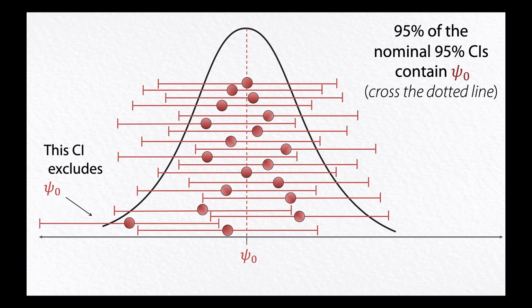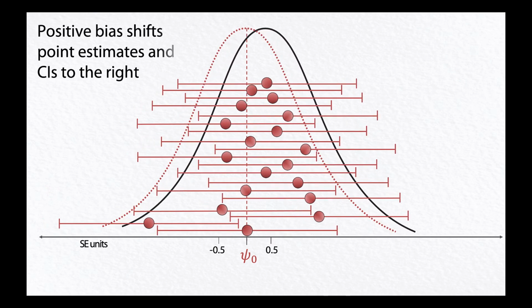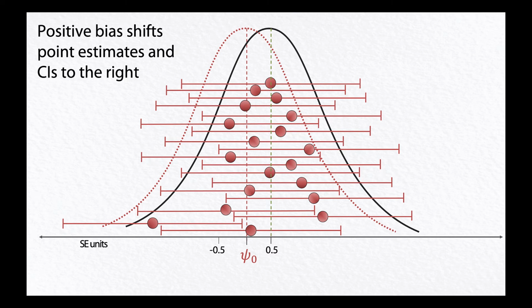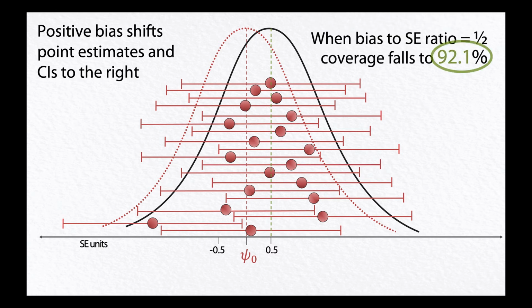But what happens when our estimator is biased? We know that the point estimates will not converge to psi0. Now let's see how confidence interval coverage is affected. The black curve shown here describes an estimator that is no longer centered on psi0. Point estimates and confidence intervals have been shifted right by positive bias equal to 1/2 of the standard error. The nominal 95% confidence intervals were constructed correctly, but because they're shifted, coverage falls to only 92.1%.